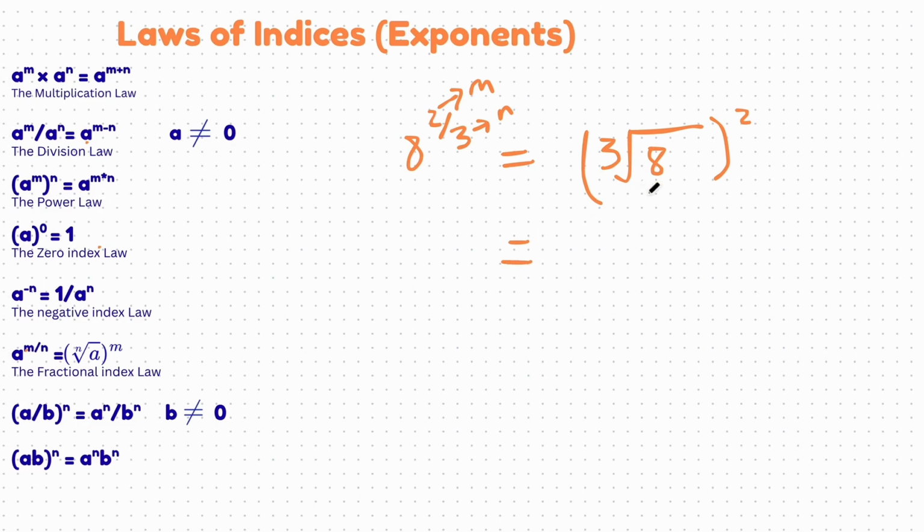The third root of 8 is simply asking us to find a number that we multiply by itself 3 times to give us 8. And that would be 2. So that's our answer. Then we raise it to the power of 2. 2 raised to the power of 2, or 2 squared, or 2 multiplied by itself 2 times, is equal to 4.